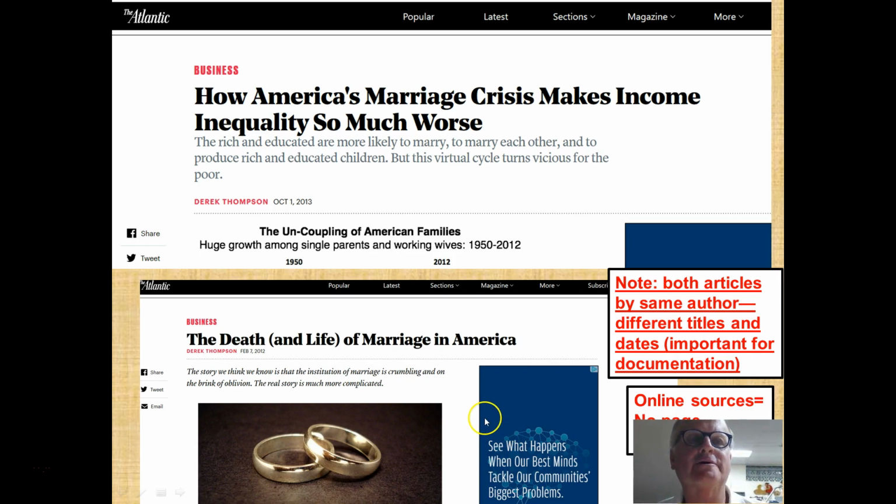Number 2 source is actually 2 different sources written by the same person, both by Derek Thompson, both published in The Atlantic, one published in 2013 and one published in 2012. Both of these articles are about marriage. One is called How America's Marriage Crisis Makes Income Inequality So Much Worse, and the other, as you can see, is The Death and Life of Marriage in America. Both of these are by the same author, but they have different titles and different publication dates. You need to know that for documentation. They're both online sources, so again, we don't have to worry about page numbers.